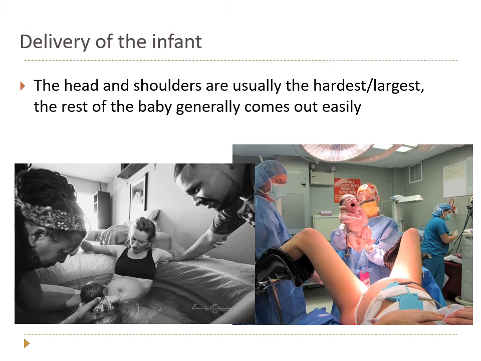So we can see here a couple of images of people who have just delivered their infants. On the left is a home birth in a tub, and on the right is a hospital birth in a hospital delivery room. So all different types of ways to give birth depending on your situation and your preferences.